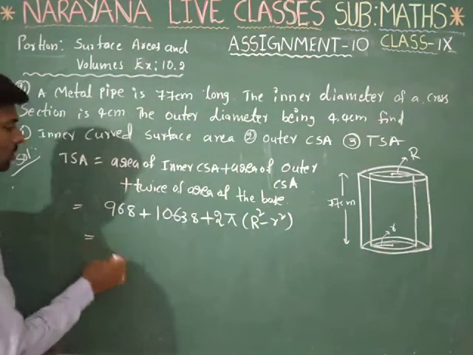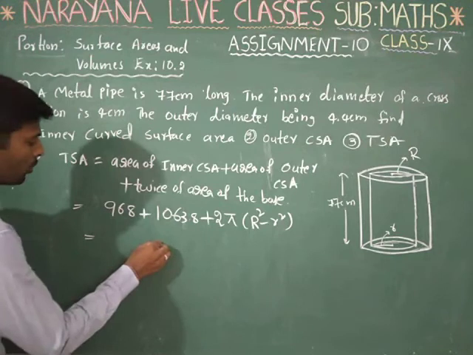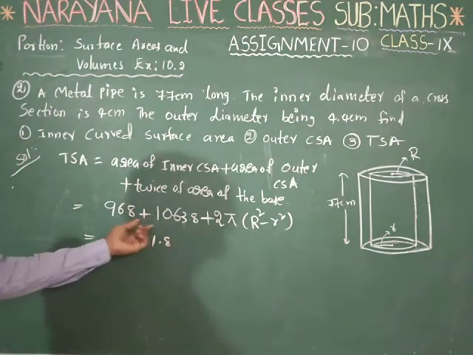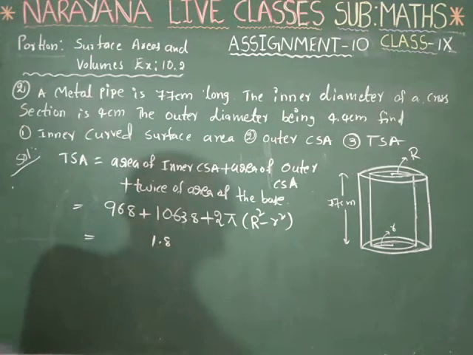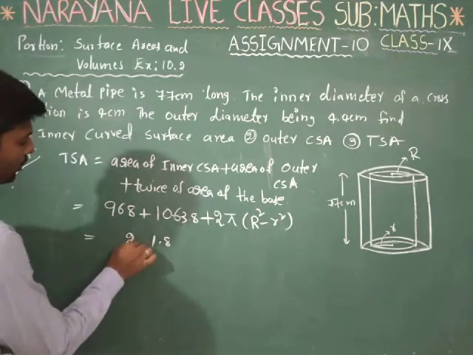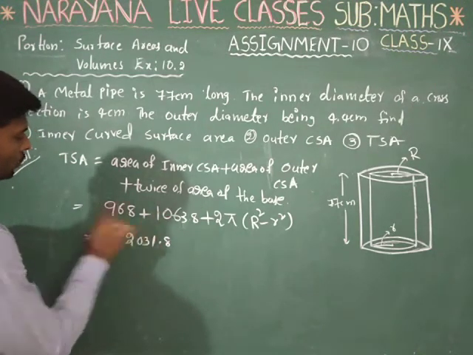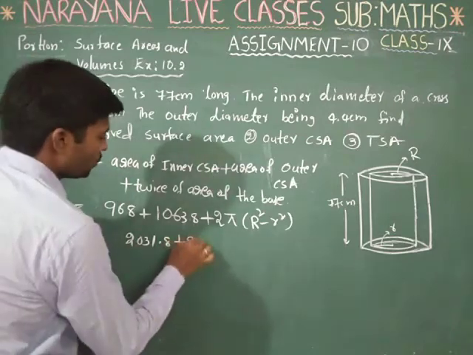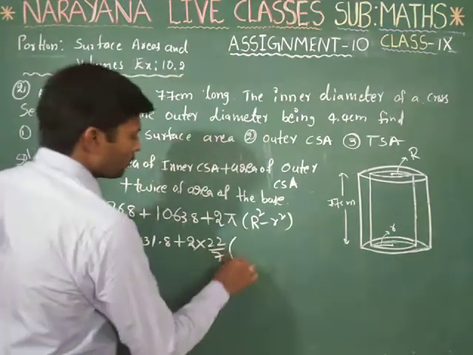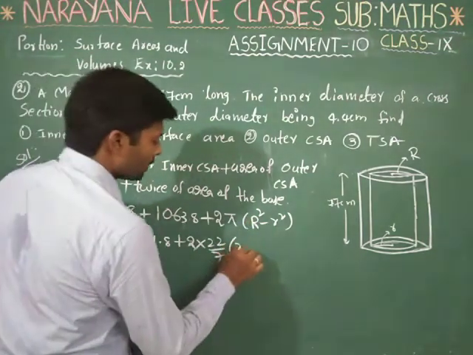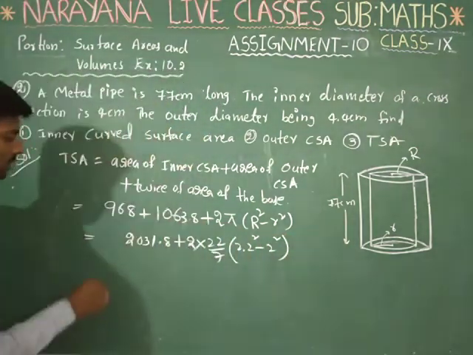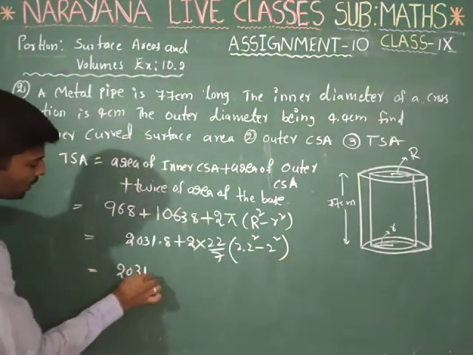This can be taken as the addition of this one: 0.8, next 8 is 1, so 1 point, next add the remaining ones, 6 plus... that is 13, so it will become 20, okay, 2031. Yes, 2031.8 plus 2 into, in the place of pi you just replace 22 by 7, into the value of capital R, that will become 22.2 whole square minus 2 square.